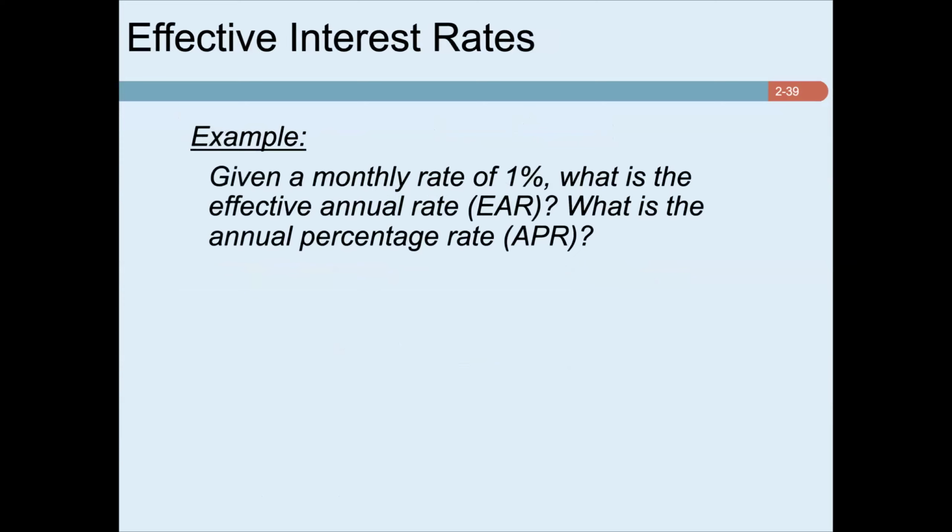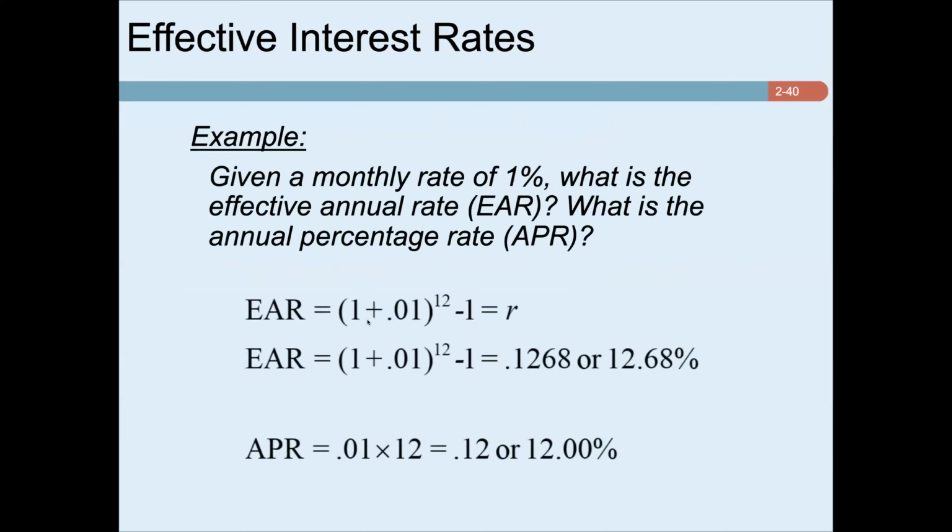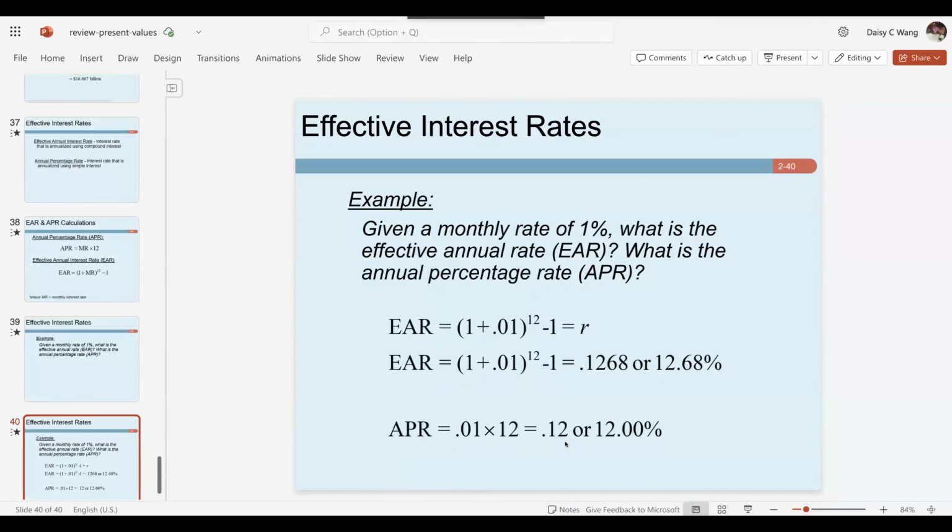So if the monthly rate is 1%, the APR will be 12%, right? Times 12. The effective annual rate will be 1 plus 0.01 to the power of 12 minus 1. So this one will be 1.01 to the power of 12 minus 1, so it'll be like 12.68%, but APR is 0.01 times 12. I think I talked a little bit too fast, but this is the review of the net present value.